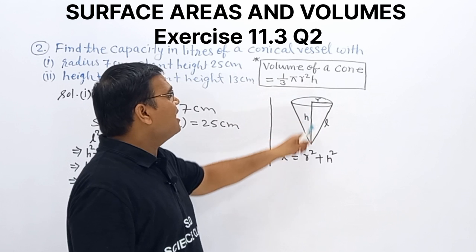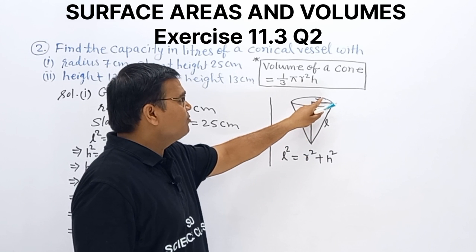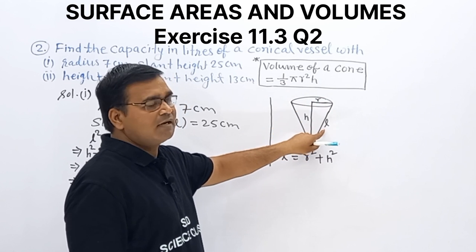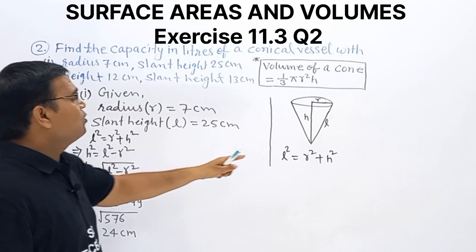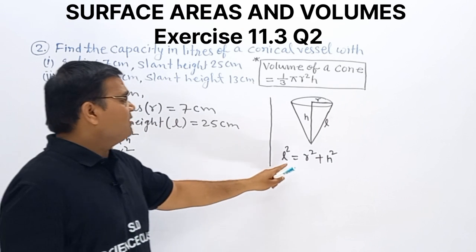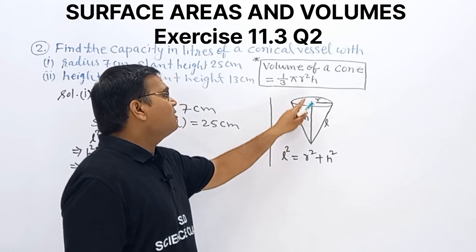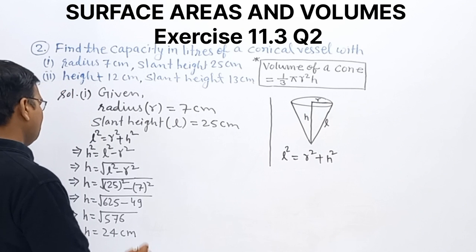We obtained the height. We have the base radius of the conical vessel and the slant height. So by using the Pythagoras theorem, we obtained the height of the conical vessel. Clear?